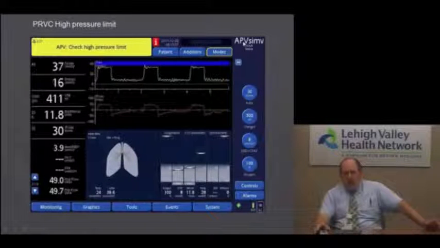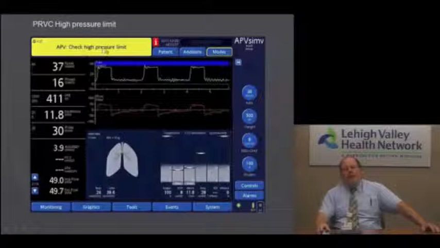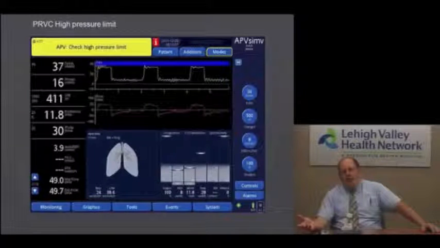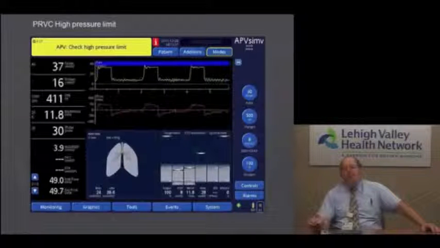And this is our default. And you'll get an alarm that says APV, check high pressure limit. And what that's telling me is, hey Ken, you asked the ventilator to deliver a tidal volume of 500. I can't. I can only deliver 411 because I've reached a high pressure limit. So this is the way we deliver the breath. The literature supports the patient's more comfortable this way. You have less chance of ventilator-induced injury. So this is why we use the APV. Again, it's not a mode of ventilation. It's the way we deliver the breath.